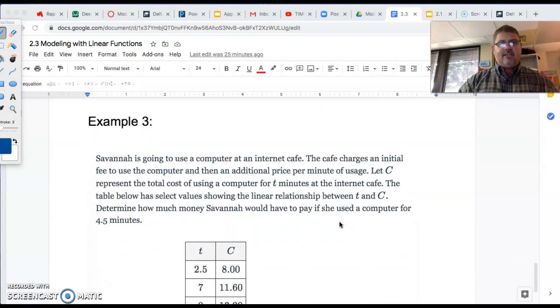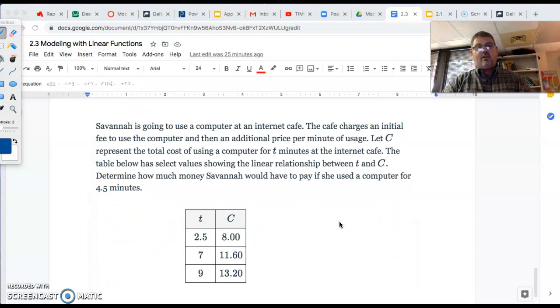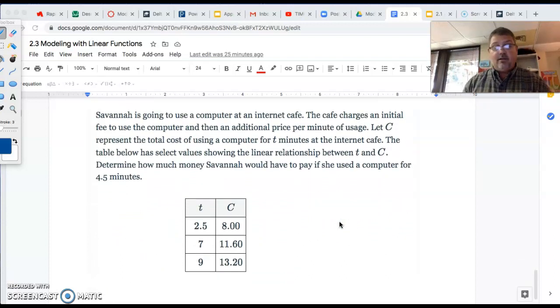Yeah, we'll try to fit example 3 in, and I'm going to show you a quick way to do example 3 in another video, because there are two ways to do this one. All right, it says Savannah is going to use a computer at an internet cafe. The cafe charges an initial fee to use the computer, then an additional price per minute of usage. All right, let C represent the cost of using a computer for T minutes.